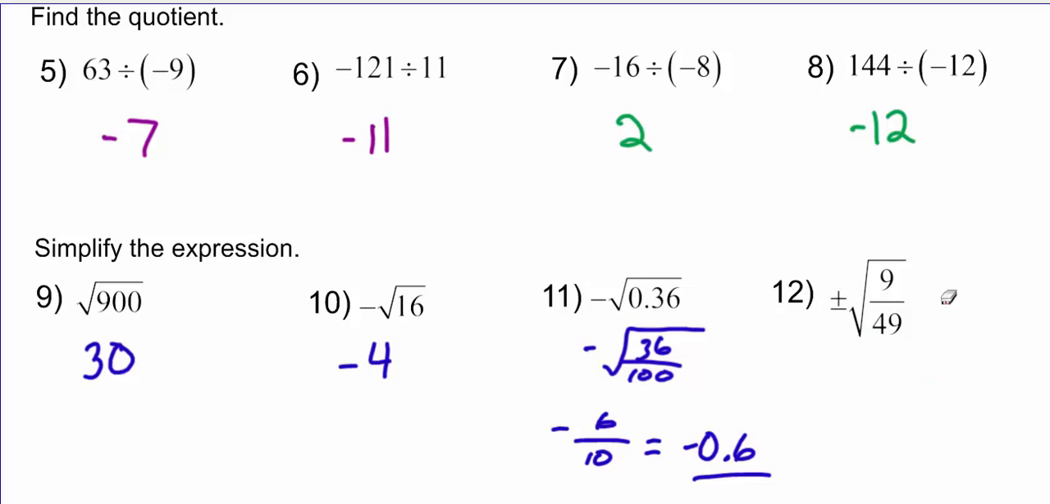All right, plus or minus the square root of 9 over 49. I'm going to think of this as basically two separate problems. The numerator is the square root of 9. The denominator is the square root of 49. Square root of 9 we know to be 3. Square root of 49 we know is 7. And then we have that plus or minus still out front. That means we're considering both the negative and positive possibilities.